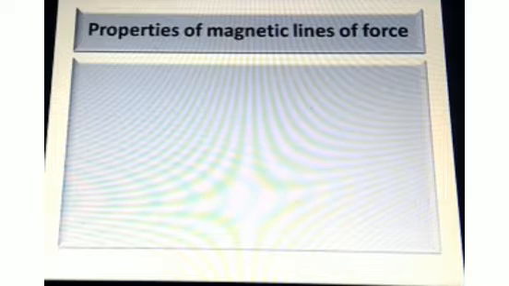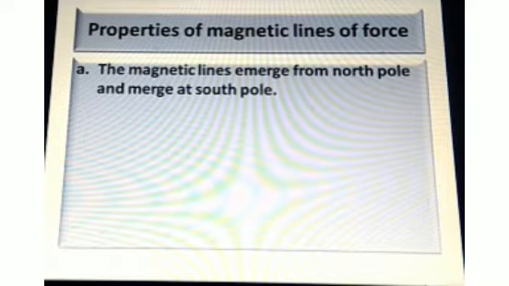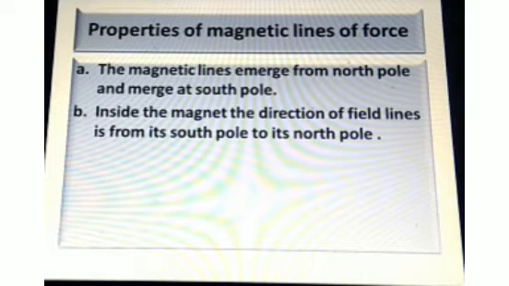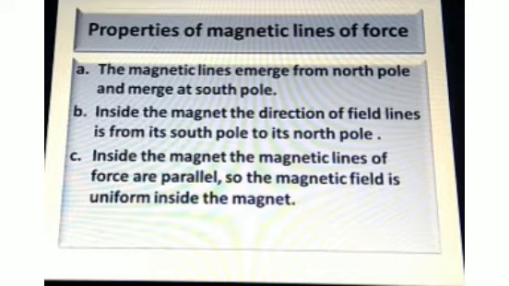Properties of magnetic lines of force. Magnetic lines of force emerge from the north pole and merge at the south pole. Inside the magnet, the direction of field lines is from its south pole to its north pole. Inside the magnet, the lines of force are parallel, so the magnetic field is uniform inside the magnet.